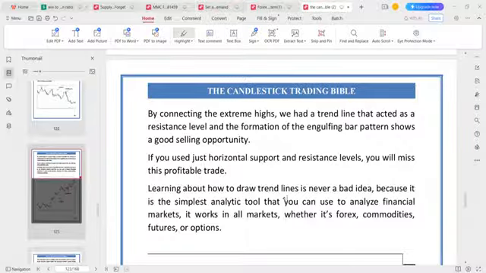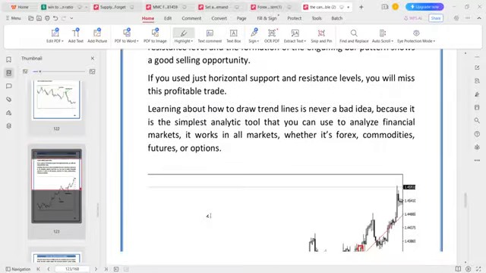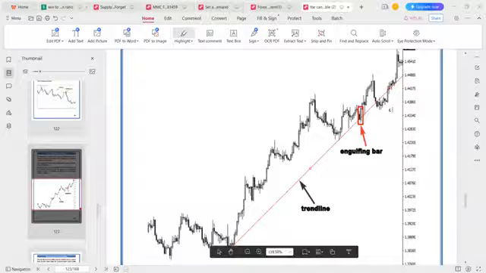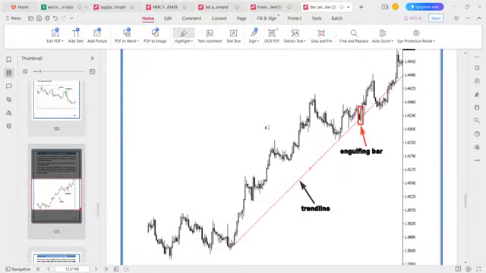Learning how to draw trend lines is never a bad idea because it is the simplest analytic tool that you can use to analyze financial markets, and it works in all markets, whether it's forex, commodities, futures, or options. All right, this is an example of an uptrend. We didn't say anything about the illustration, so let me quickly explain it.